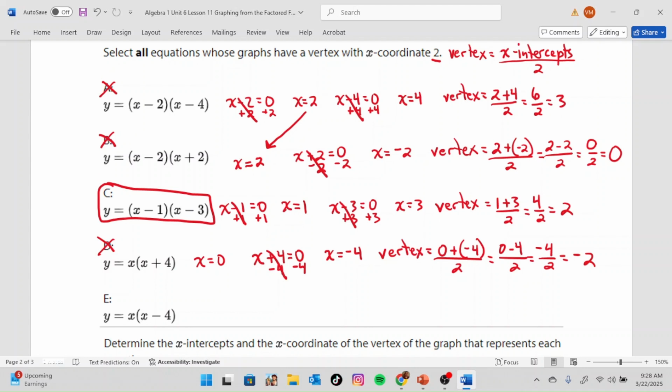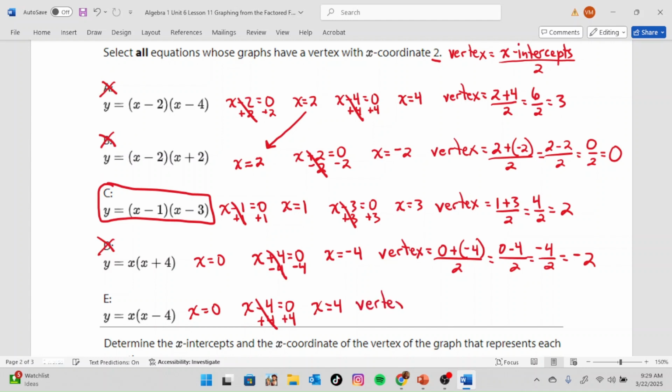And for choice E, we set x equal to 0. That gives us one of our answers. We set x minus 4 equal to 0. We add 4 to both sides. That gives us x equals 4.